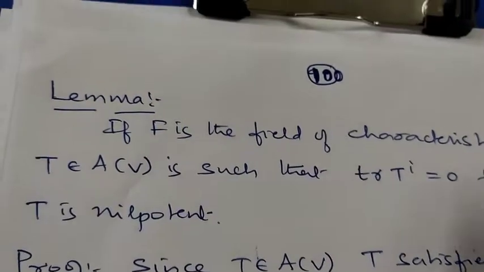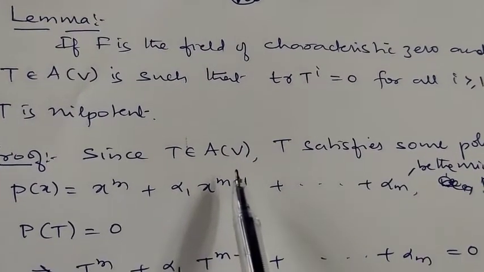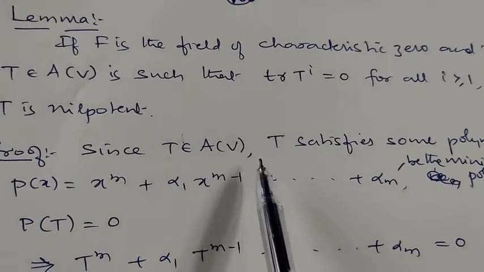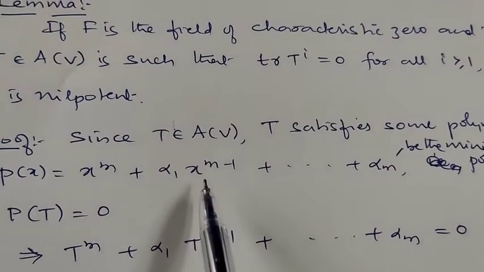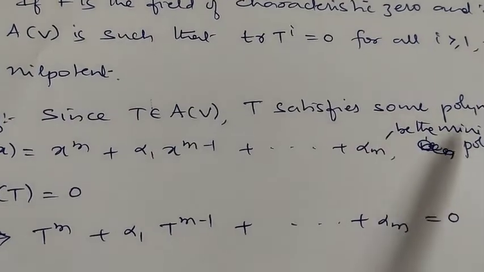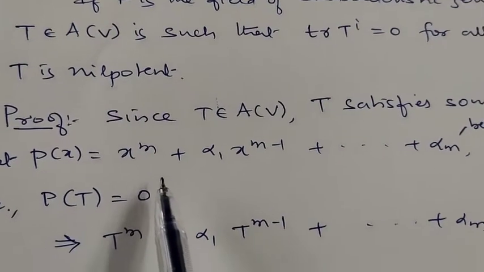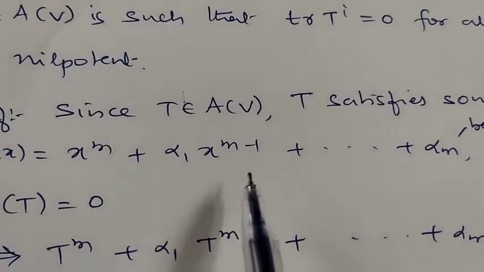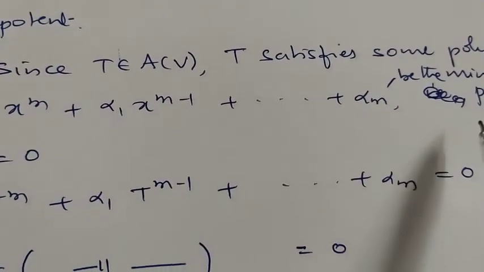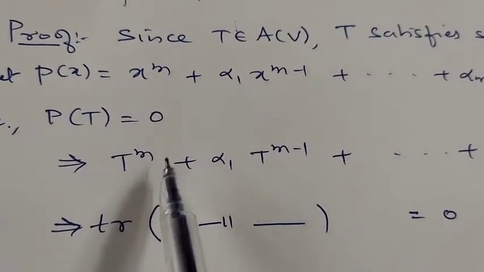For this, let us take up the proof. Suppose T belongs to A(V). Then T satisfies some polynomial, because every transformation satisfies some polynomial. Let p(x) be the minimal polynomial of T, taken as x to the power m plus alpha 1 times x to the power m minus 1, and so on, plus alpha m. Since this is the minimal polynomial of T, by definition p(T) is 0. P(T) is 0 means what?